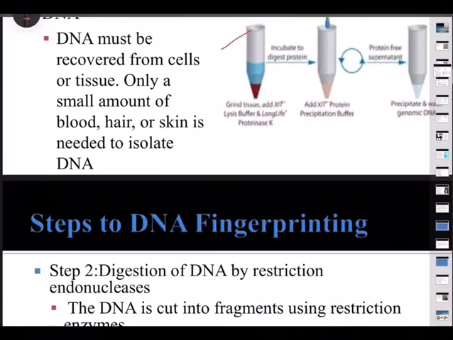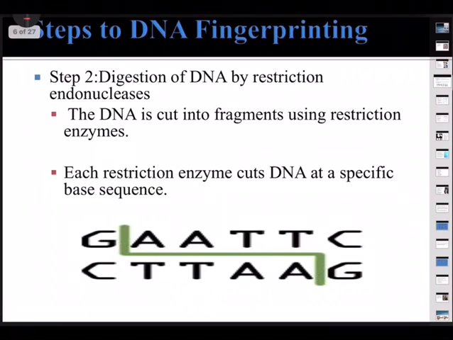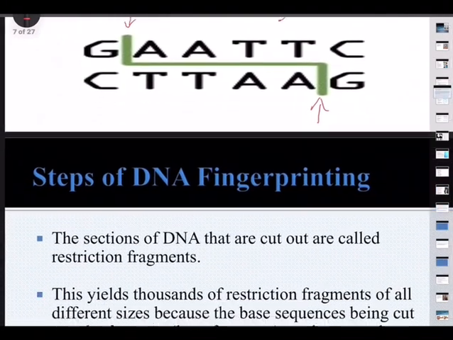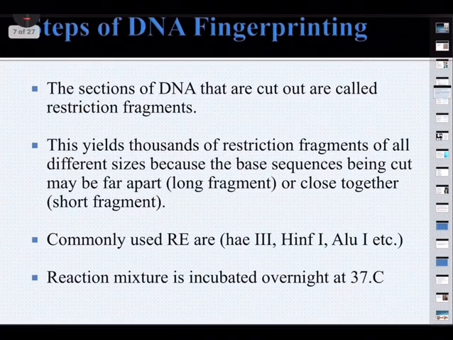And then step 2, digestion of DNA by restriction endonucleases. DNA is cut into fragments, as you are seeing, using restriction enzymes. Each restriction enzyme cuts DNA at a specific base sequence, like you are seeing here. See, at specific base points, it has the ability to cut. And then the sections of DNA that are cut are called restriction fragments.